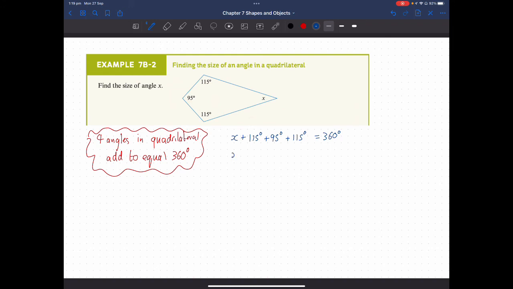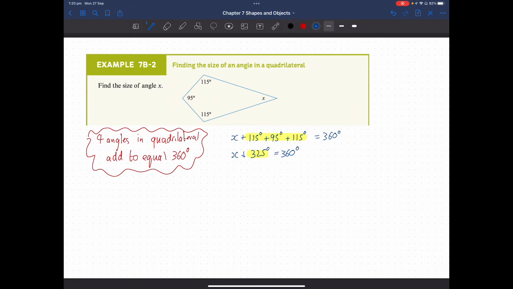So we've got X plus 115 plus 95 plus 115. 115 plus 115 plus 95 equals 325. So we have X plus 325 degrees equals 360 degrees. So we have added up the three numbers, and that gave us 325.